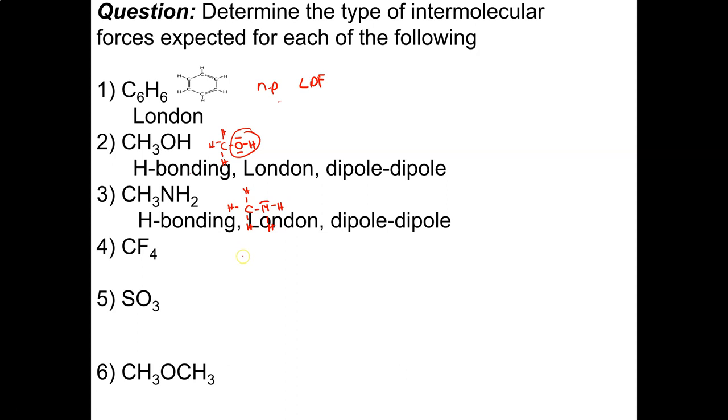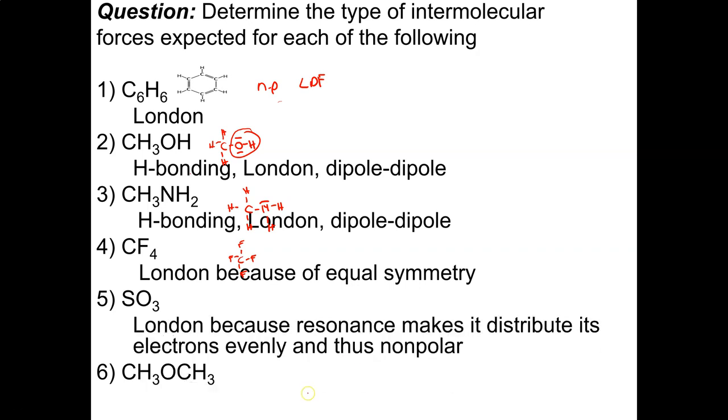CF4 would look like this. Symmetrical, all the F's cancel out, so it's going to be LDF. There's no dipole, there's no hydrogen bonding. SO3 we've done before. It's a resonance structure, and resonance structures without a lone pair are always nonpolar. Nonpolar is always LDF.